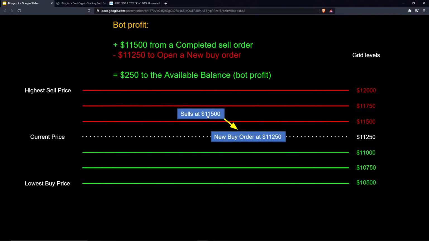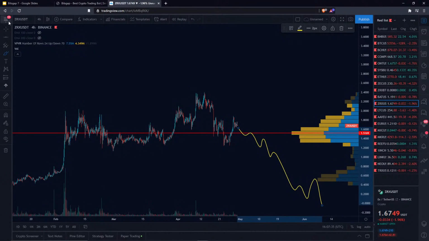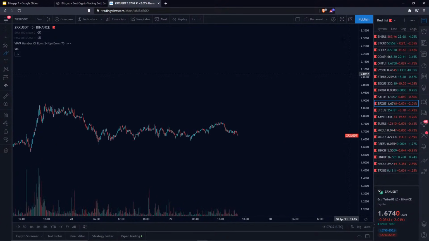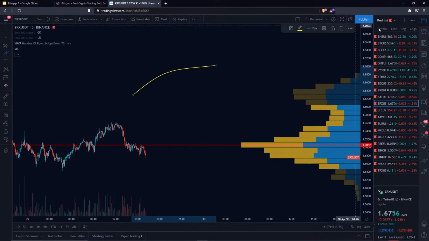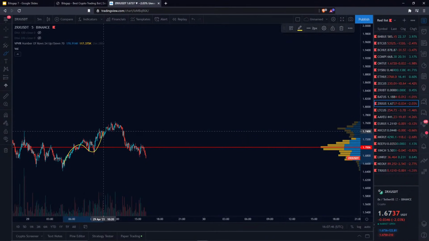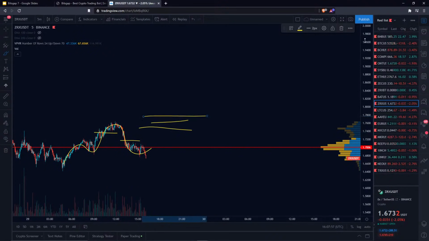Whenever you see these short swings on the market, like if you open, for example, a 5-minute chart, you see these 5-minute candles, and that's the price action for today. On this price action, the bot would sell higher, then buy lower, so that later it can sell at a higher price.